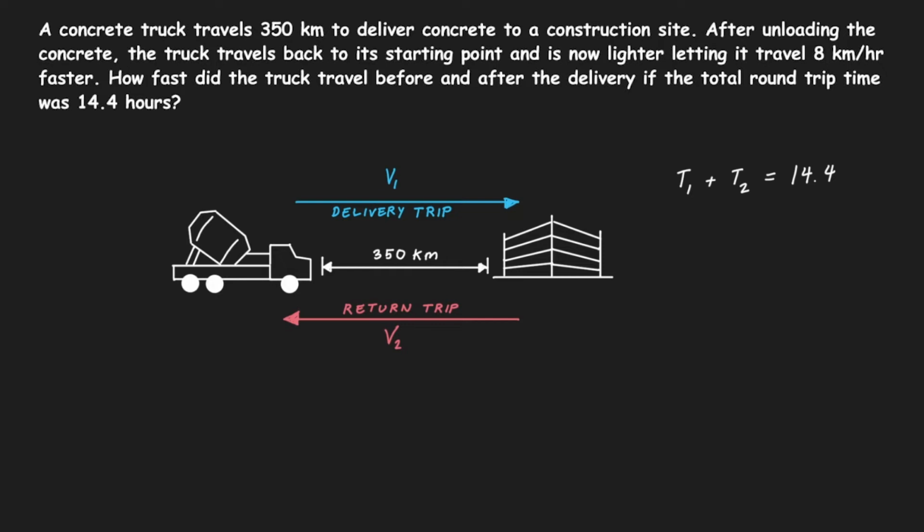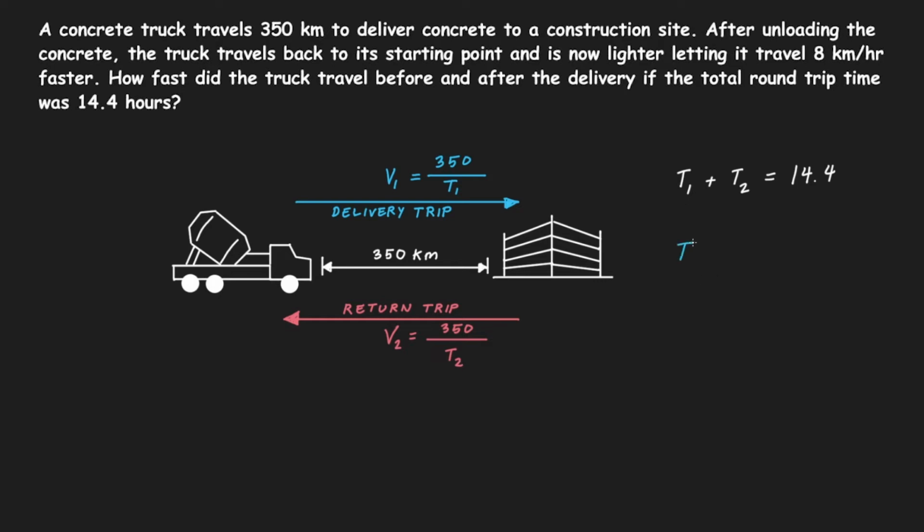So knowing that the speed will always be equal to the distance divided by time, I'm going to write V1 is equal to 350, which is the distance, divided by T1. And the same also goes for V2, which is equal to 350 divided by T2. But since we have the equation of T1 plus T2 equal to the total time of 14.4, in order to plug in whatever we have into this equation, we need to express the time in terms of speed rather than the other way around.